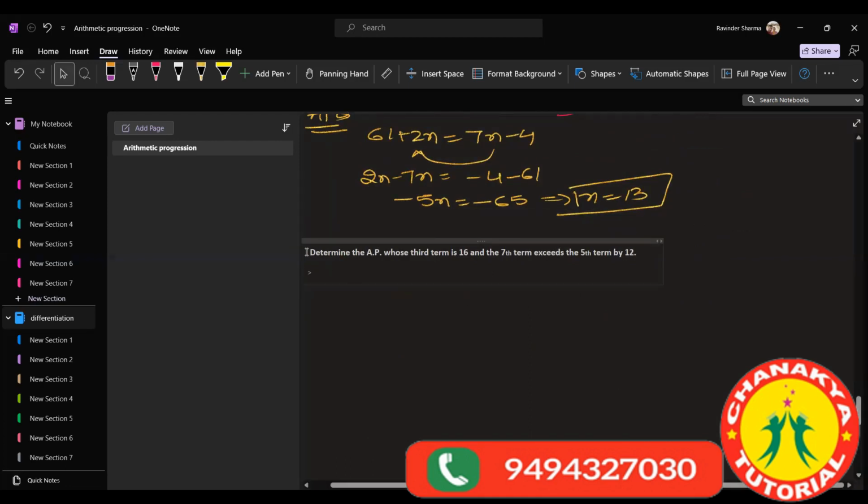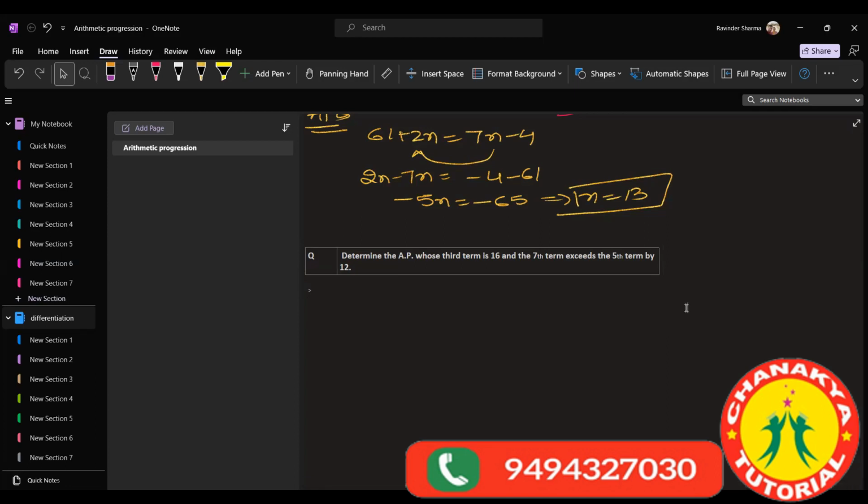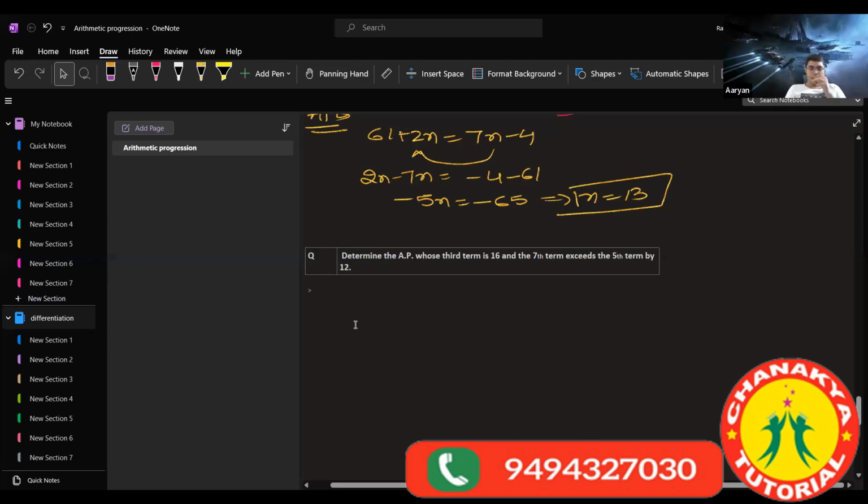Now see, the next question is: determine the AP whose third term is 16 and the seventh term exceeds the fifth term by 12. So any idea, children? Dharya, Meher, Aryan, Moksha? No, ma'am. A3 equals 16, ma'am. Then A7 equals A5 plus 12, ma'am.